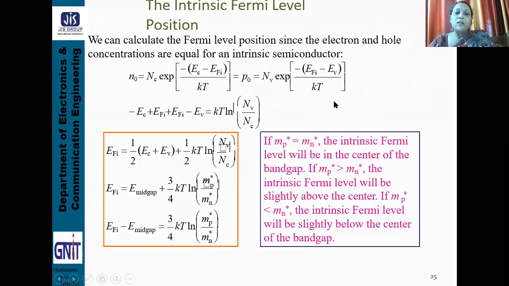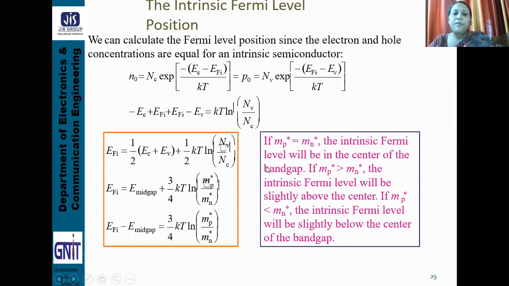Now, if we subtract this from this, we get minus EC plus EFi minus EV equals kappa T natural logarithm NV minus NC. Now, EFi equals half of EC plus EV plus half of kappa T natural logarithm of NV by NC. This is a very important formula to find the intrinsic Fermi level position in a semiconductor.